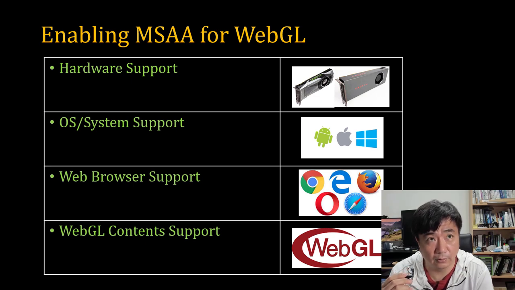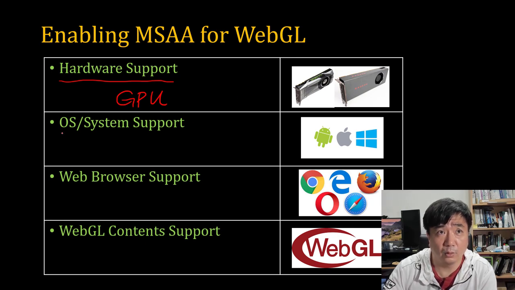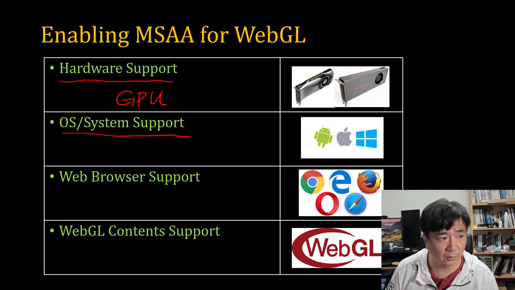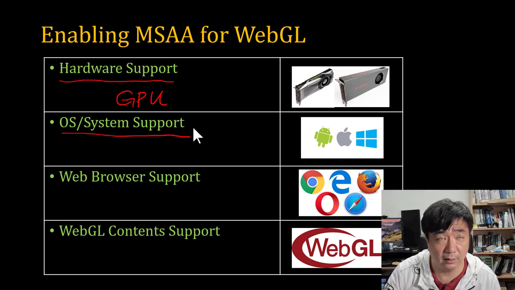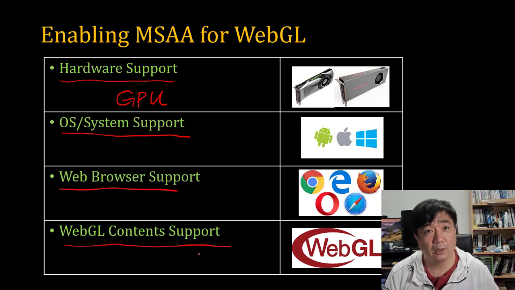To enable multi-sampling for WebGL, first the hardware, meaning the GPU, must support multi-sampling or super sampling. And then the operating system and windowing system should support multi-sampling. If the OS does not support it, then we cannot use it. And also the web browser, for example Chrome, Internet Explorer, Firefox, if the browser does not support multi-sampling, then we cannot use it, of course. So natural. Then we can program it with multi-sampling on and off. So how can you turn it on and off?